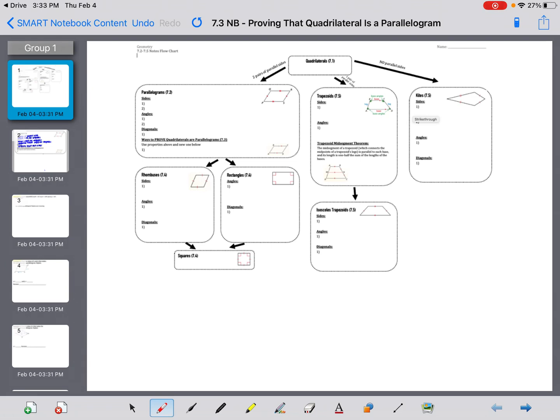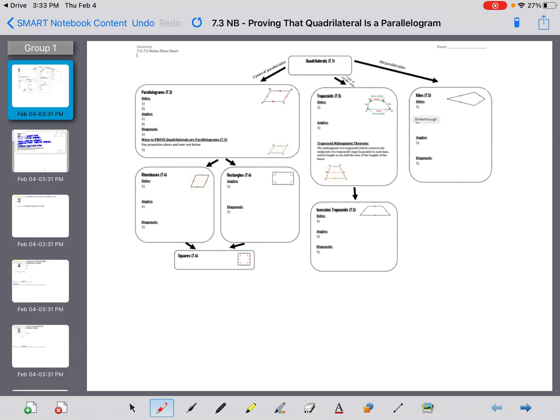So in this video, we're going to be talking about how to prove that a quadrilateral is a parallelogram. In the last video, you learned about different characteristics about parallelograms, what we can conclude about their sides, their angles, and their diagonals. And now we're going to talk about how to prove that a quadrilateral is a parallelogram.